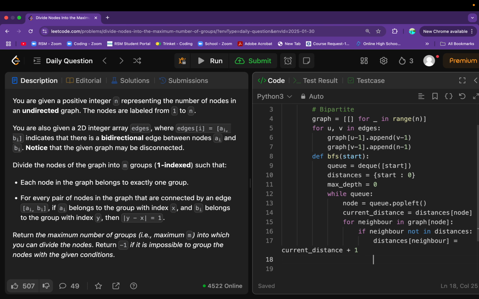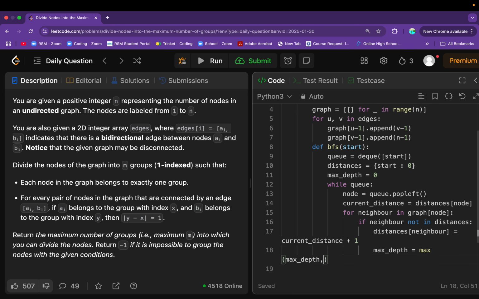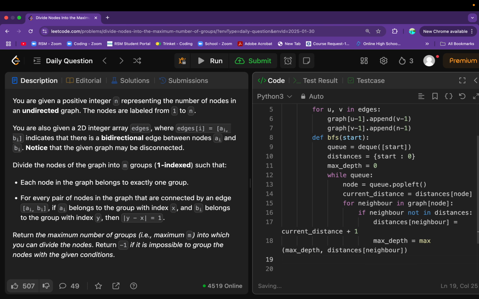Right? And now once I increment its value, I want to update my maximum depth so far, the maximum depth of the current component. That's going to be equal to the maximum of, of course, itself, because we don't want to make it smaller by any chance, and distances at the neighbor after we increment its distance. And finally, we want to append to the queue for future processing, for future iterations, the current node neighbor.